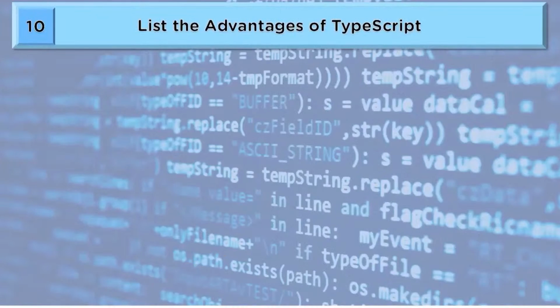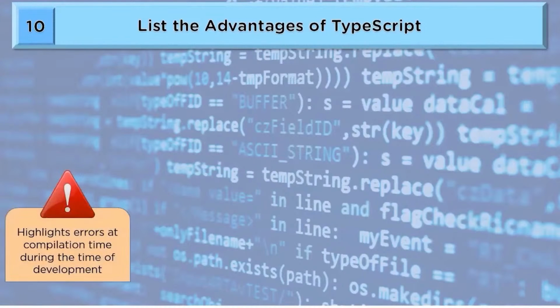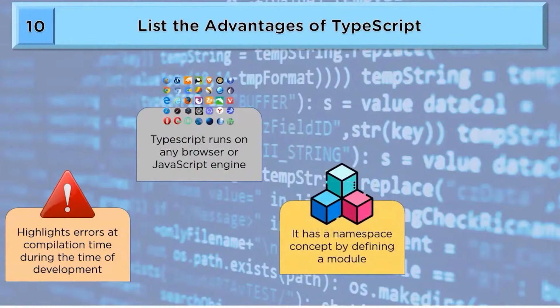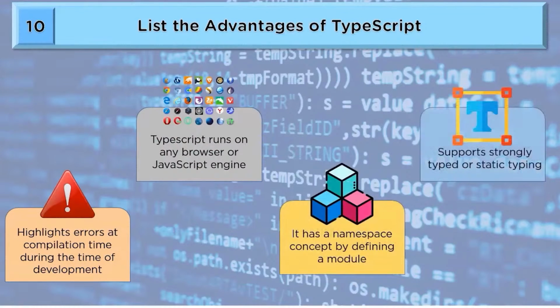List the advantages of TypeScript. TypeScript highlights errors at compilation time during development. Any browser or JavaScript engine can run TypeScript. It has a namespace concept by defining a module. TypeScript supports strongly typed or static typing. TypeScript has the advantage of being tightly typed, allowing static typing. It can confirm type correctness at compile time because of static typing.